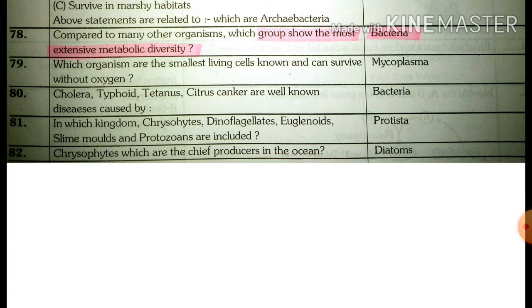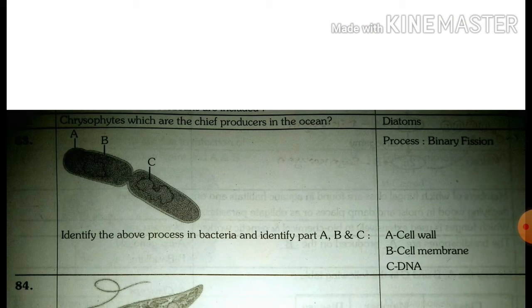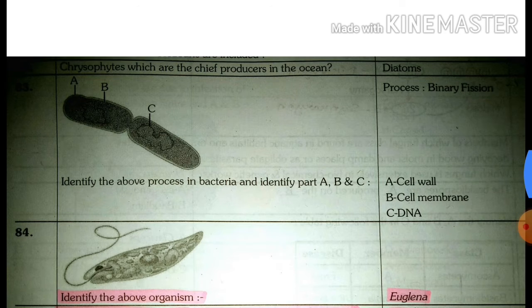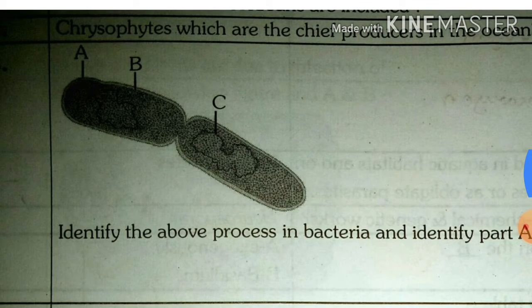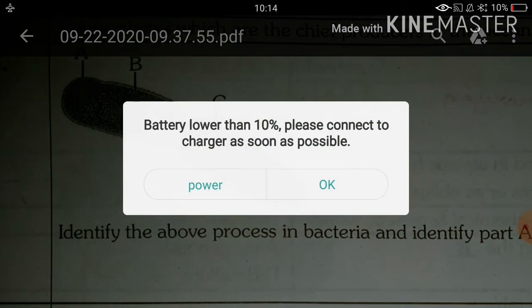In which kingdom are chrysophytes, dinoflagellates, euglenoids, slime moulds, and protozoans included? Protista. Among chrysophytes, which are the chief producers in oceans? Diatoms. In this figure, you can see here, you have to find A, B, and C.